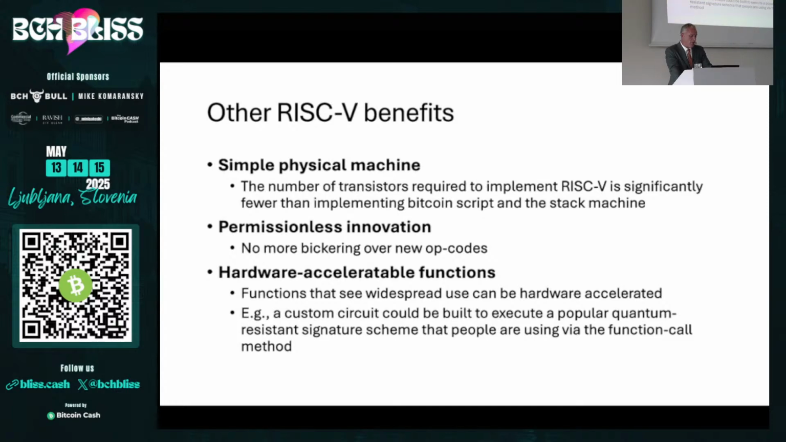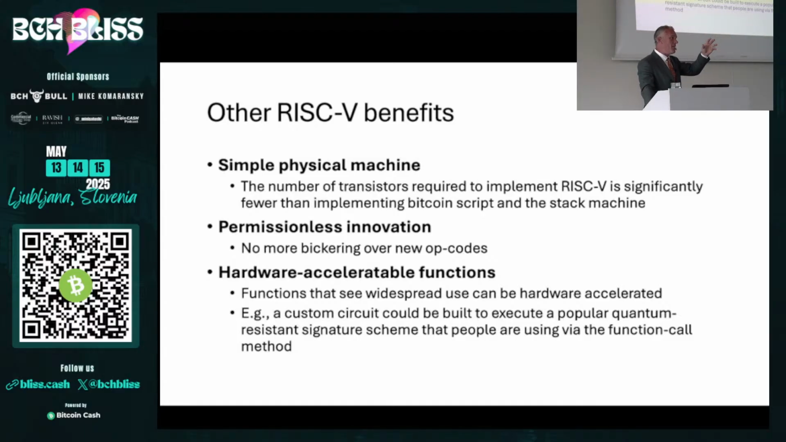And then the other point is hardware acceleratable functions. You might have a function that gains widespread use. Everyone agrees it's useful, like that new quantum signature scheme. If everyone's calling that same function that runs 20 kilobytes of RISC-V assembly, well, we can optimize that and create a secondary hardware path that computes that more efficiently in the future. And that doesn't require a soft fork or a hard fork. It's just an optimization.